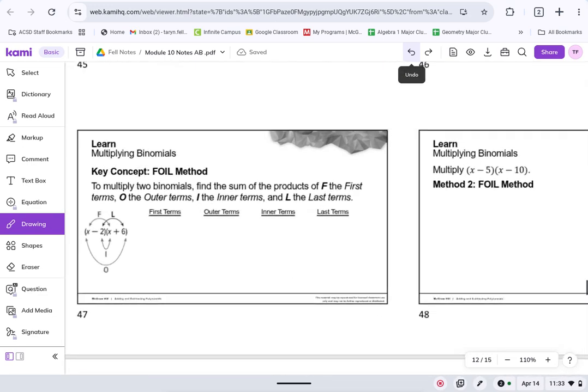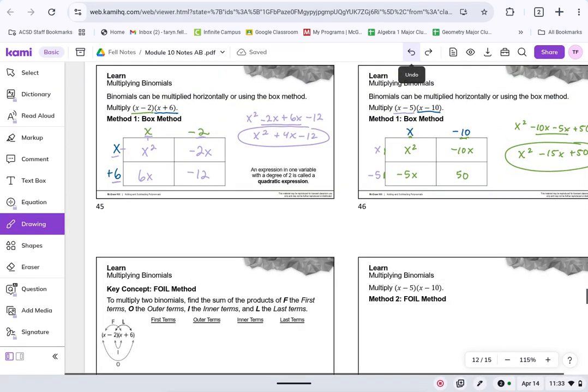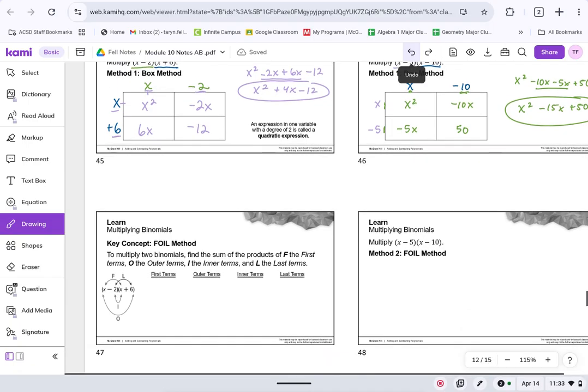So the other concept that you can use, again, applying the same thing. For the box method, we are multiplying these two things together. We're not adding them, we're not subtracting them, we are multiplying them.